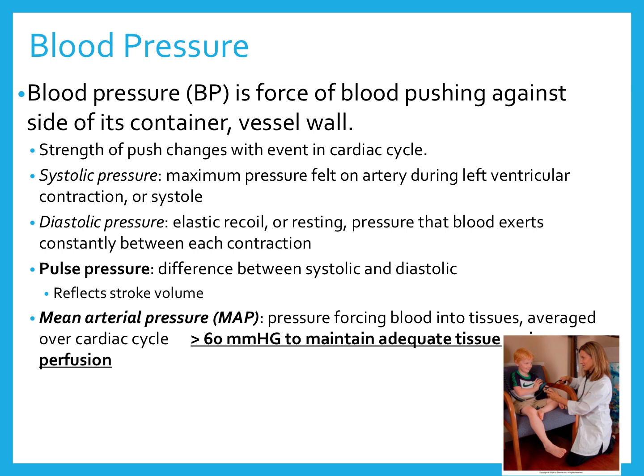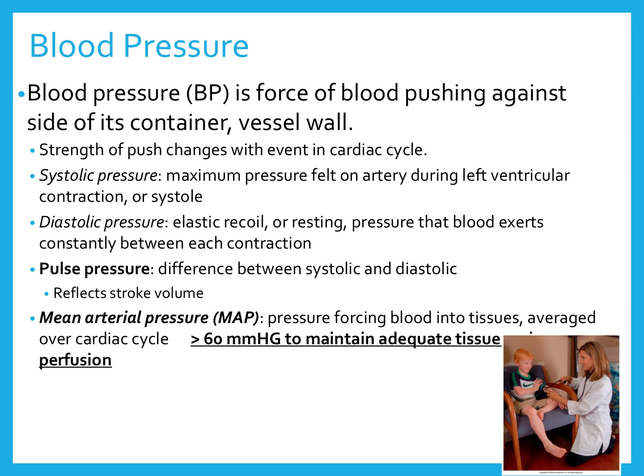So, the first event is systolic pressure. Systolic pressure is the top number in the blood pressure reading. It's the maximum pressure felt on arteries during the left ventricular contraction, or systole. And then there is the diastolic pressure, which is the elastic recoil, or what we call the resting phase, of the pressure of the blood that exerts constantly between each contraction. So, how much blood is in that heart vessel that is exerting pressure on relaxation?